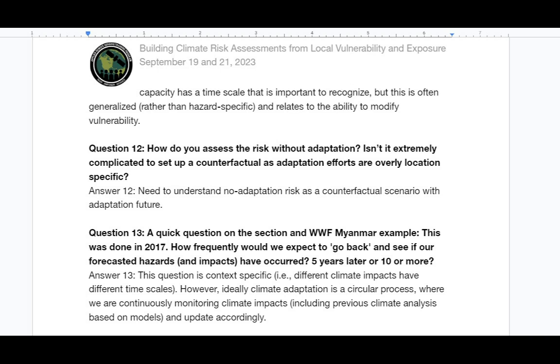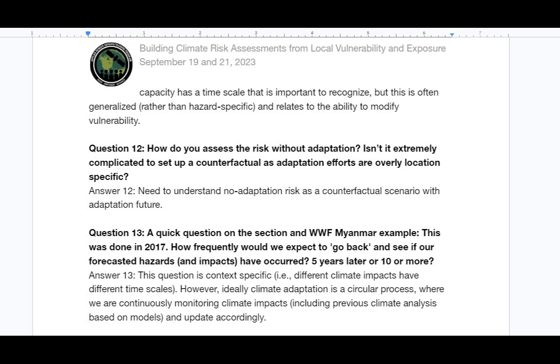Question number 13, a quick question on the section and WWF Myanmar example. This was done in 2017. How frequently would we expect to go back and see if our forecasted hazards and impacts have occurred? For example, 5 years later or 10 years or more?